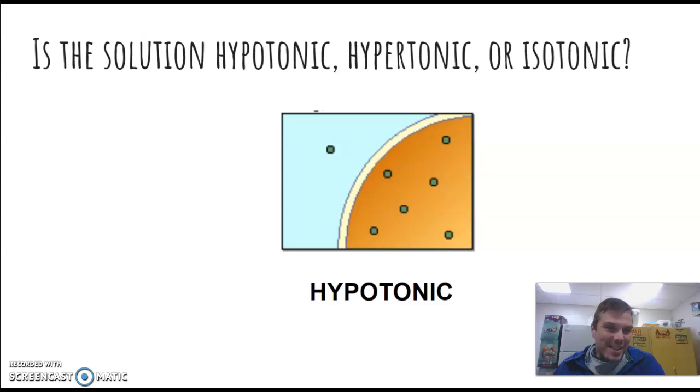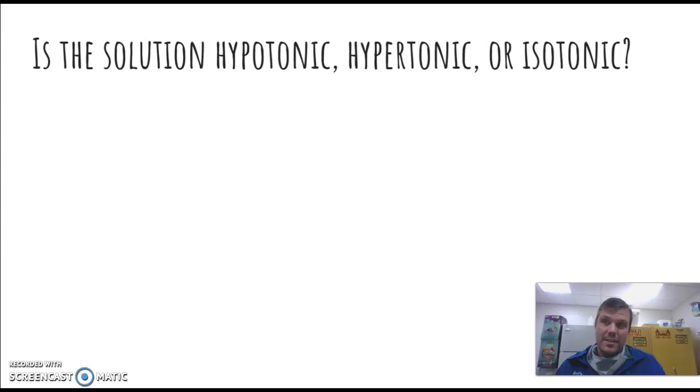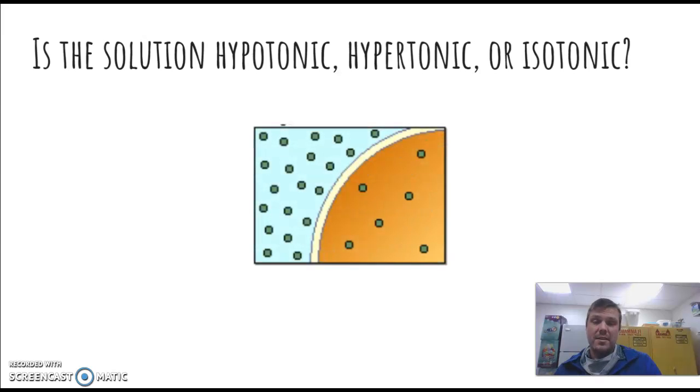I bet you can't guess what the answer to the last one is. Is this solution hypotonic, hypertonic, or isotonic? Well, are there more dissolved solutes out here than there are in the cell, or are there less dissolved solutes out here than there are in the cell? If there's more dissolved solutes out here, it's hypertonic. So those are our 3 examples.